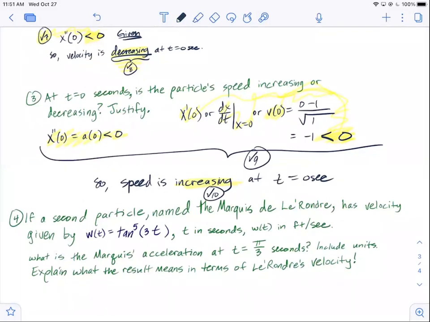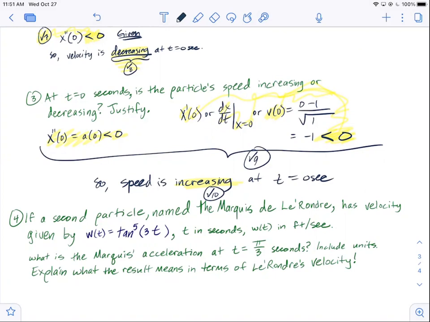So you could say increasing since a of 0 is less than 0 and v of 0 is less than 0. That would be the most direct way. But remember, you don't use a unless you've defined a. You don't use v unless you've defined it. So you could just stick with since x double prime of 0 is less than 0 and x prime of 0 is less than 0. Okay, but we'll clump both of those together.